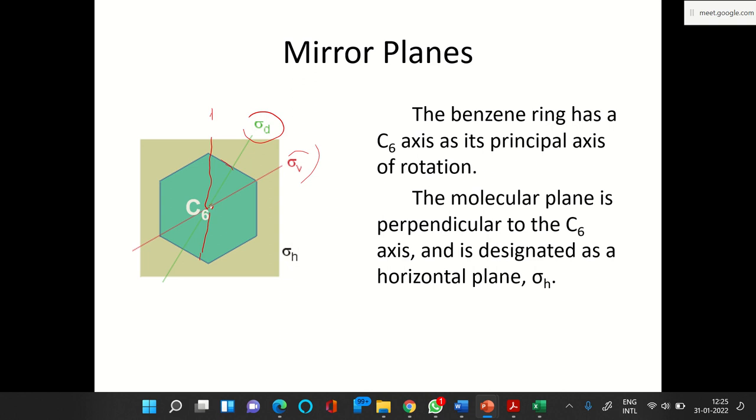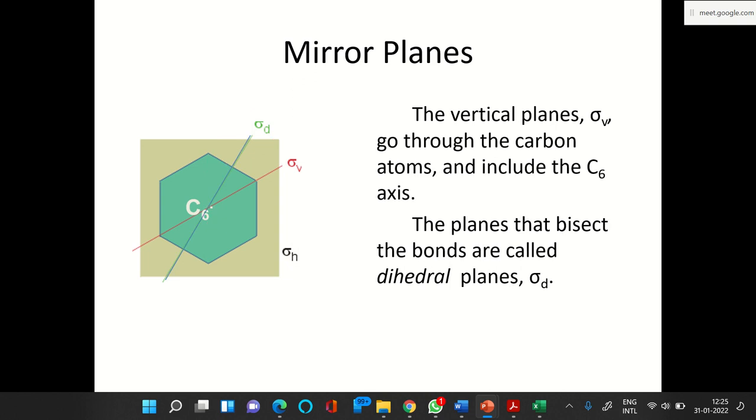That is sigma h, perpendicular to the plane of this. So this is what you have already visualized. Dihedral planes, as I told you, sometimes become easier. You can see the bonds getting bisected. You clearly identify it as a dihedral plane. Whereas in some cases, if there are no bonds bisecting like this, you have to look for the C2 angle bisector, whether the angle between two C2 axes is bisected or not. And these two C2 axes we are talking about are perpendicular to the principal axis.